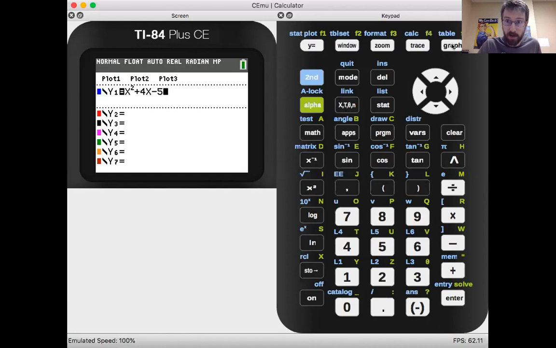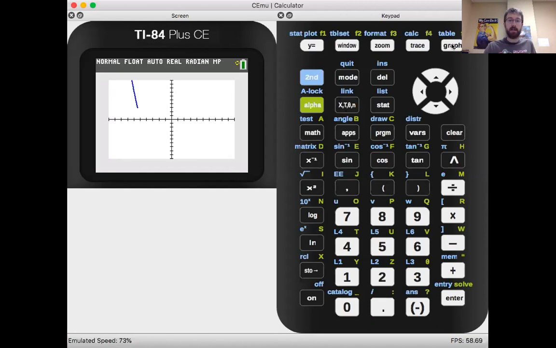All right, now click the graph button in the top right, and your graph should look like this. All right, we've got two zeros. One is right here, one is right here. Let's find them using the trace function. So use the second button, hit the trace key. The second is going to give us this calc menu.